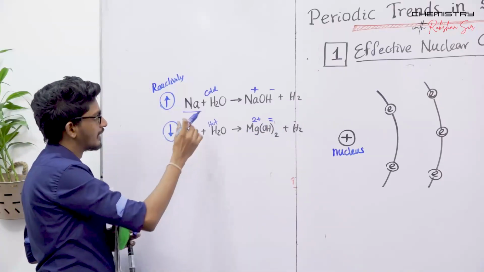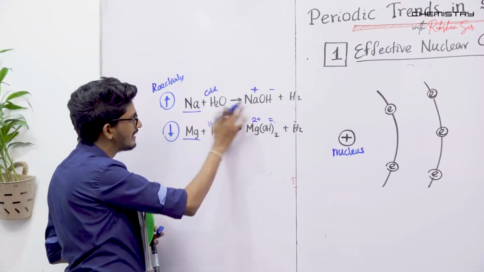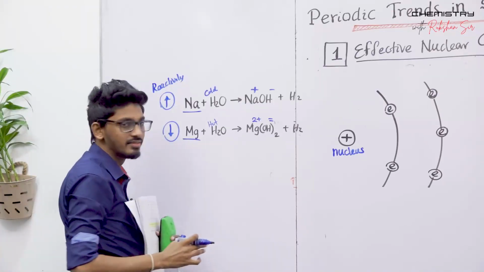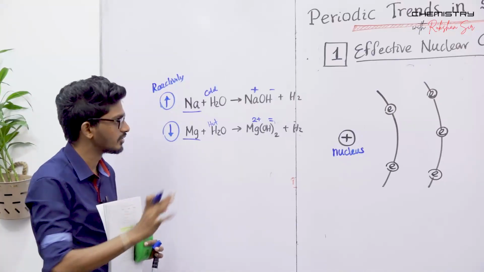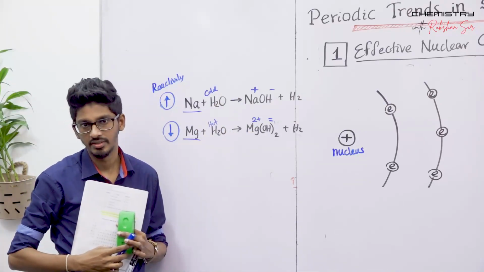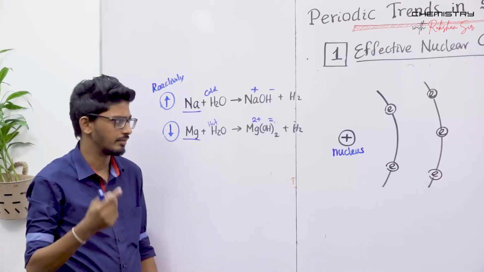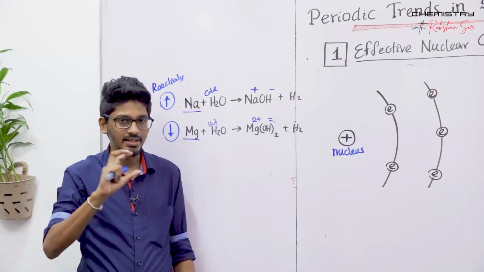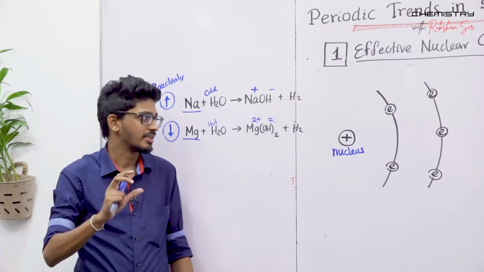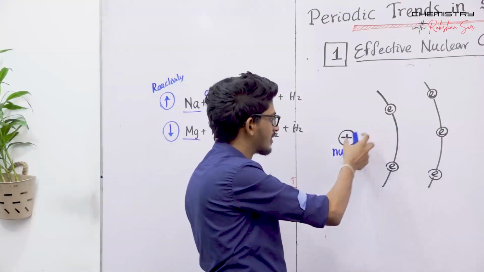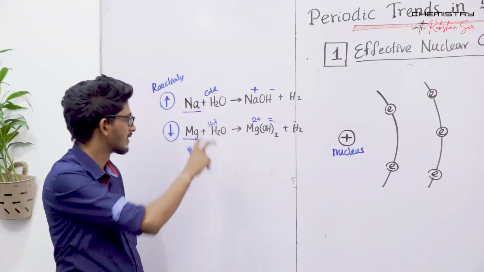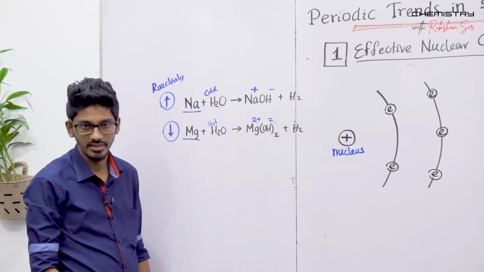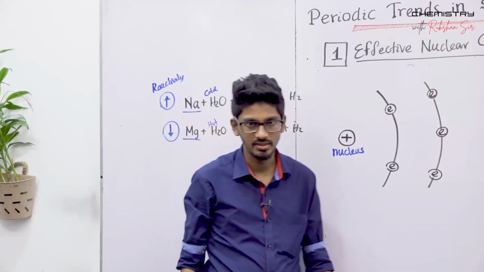So producing Na plus from sodium is easier than producing Mg2 plus from magnesium. We'll see why that is. Those things can be clearly understood with the concept of the effective charge, which is why we are learning this. Basically, all the chemical properties of the elements depend on how much the valence electrons are attracted to the nucleus. That affects the reactivity. We'll discuss that with this effective charge concept.